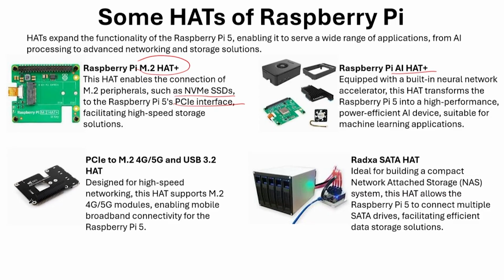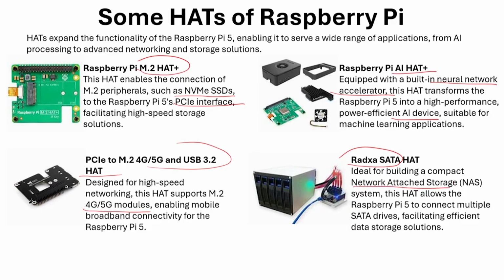It has a built-in neural network accelerator, so that it becomes a power efficient AI device that you can use for neural training, suitable for machine learning applications. You can also have Raspberry Pis with the USB 3.2 HAT, and this is used for high speed networking, so that it can support 4G, 5G modules. So, you can have quick communication with the environment, and sometimes you will get a HAT like Radxa SATA, which is ideal for building a compact network attached storage system.